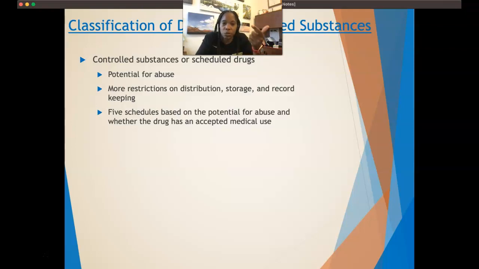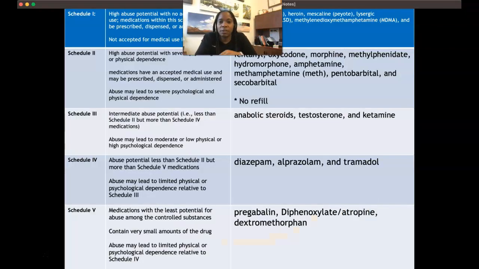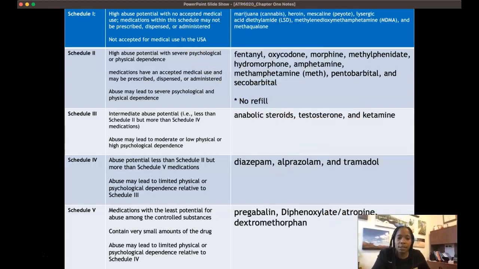So let's move to the next slide where I've listed the 5 different schedules of drugs. Let's take a look at them. We have schedule 1 through 5. If you look at this, you might be saying, okay, the highest potential for abuse in our scheduled or controlled drugs is going to be at the top. Then as we move down to schedule 5, you will see there will be less risk for abuse, but they certainly can still have some abusive mechanisms.